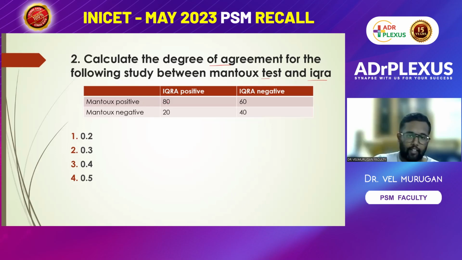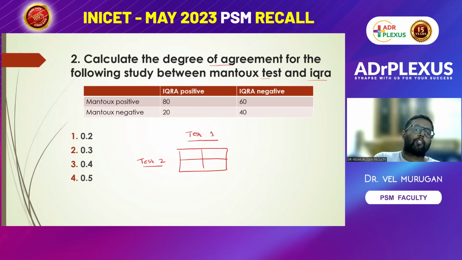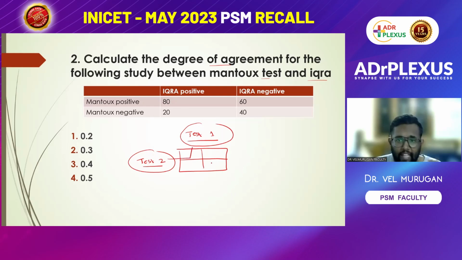So they are taking two tests, test number 1 and test number 2, and seeing how the results of the two tests match. It is like one teacher teaching you a lesson and another teacher teaching you the same lesson. How much it is matching is called the level of agreement. So this is called what statistic? It is known as the kappa statistic.